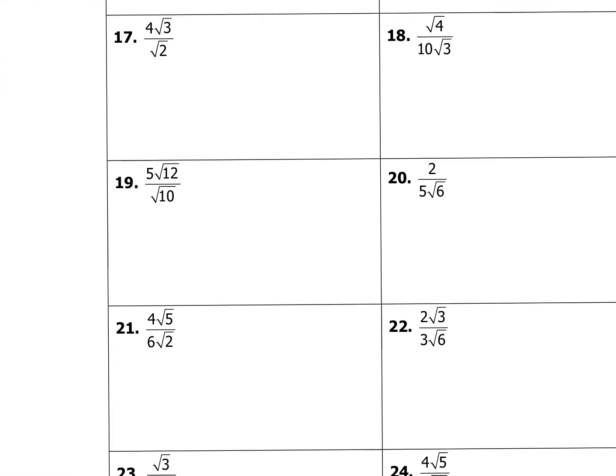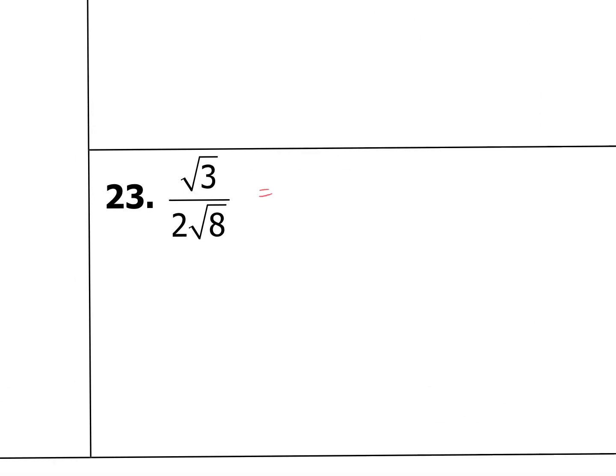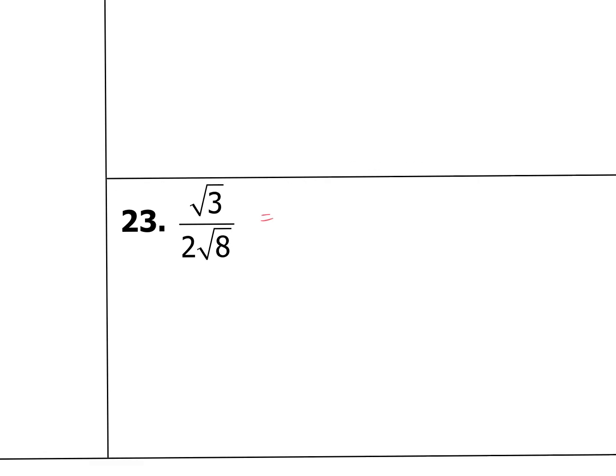All right, let's find something harder. Let's do number 23. First I'm going to have to simplify something that I can see right away, which is square root 8, right? Square root 8 will be what? Square root 4 times square root 2, which is 2 square root 2, right? And don't forget this 2 will need to multiply with 2 square root 2. So the bottom I have 4 square root 2. The top still the same.